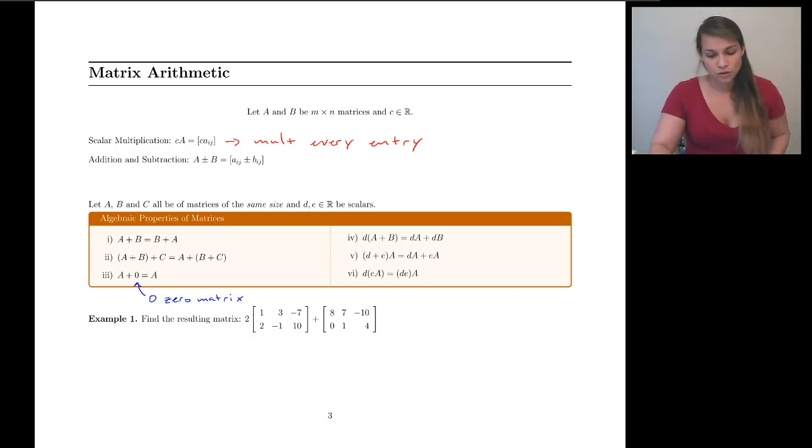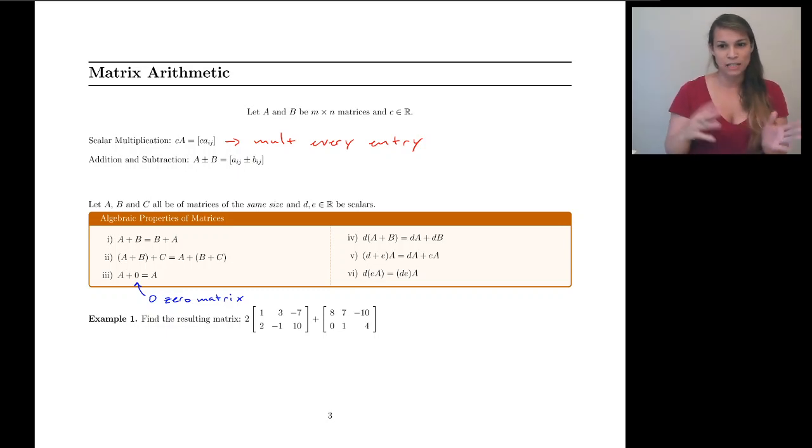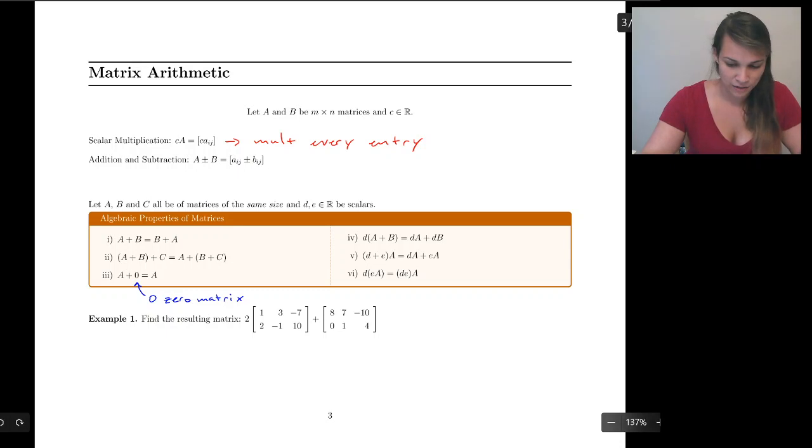And then you can distribute a constant between two matrices. You can distribute a matrix between two constants. And it doesn't matter how you multiply your constants in. You can multiply them first outside and then multiply them in, or you can multiply them in one at a time. Both work. Okay, so let's just take this for a test run. We've got 2 times a matrix plus another matrix.